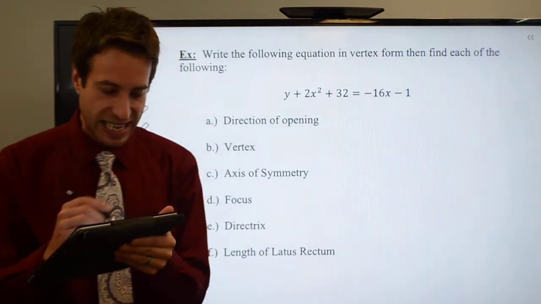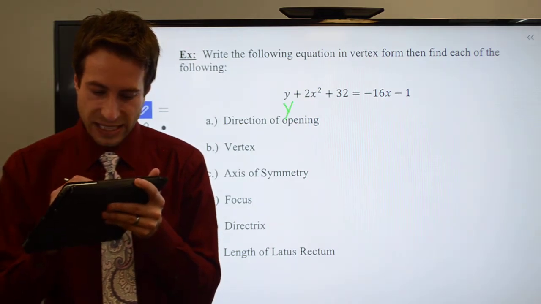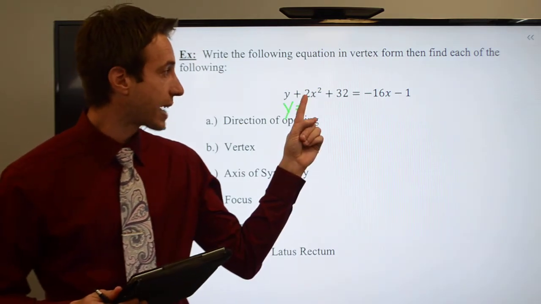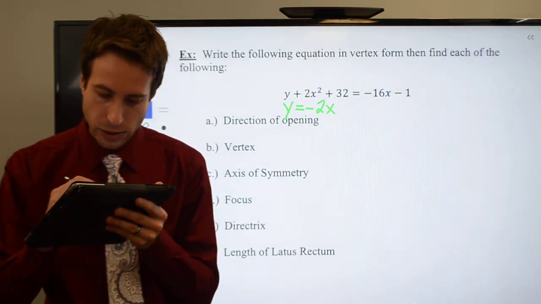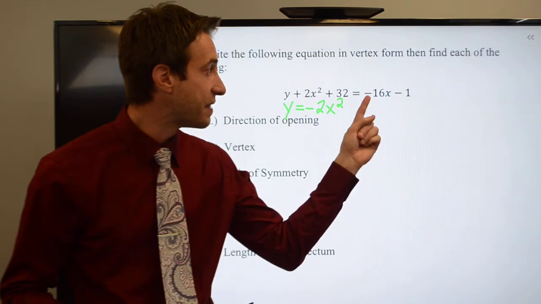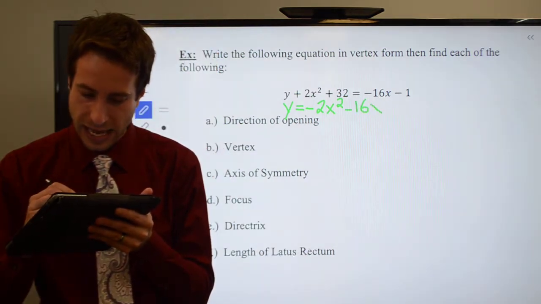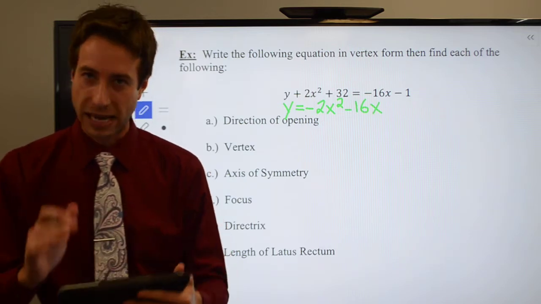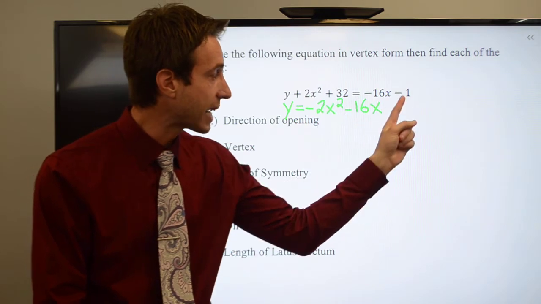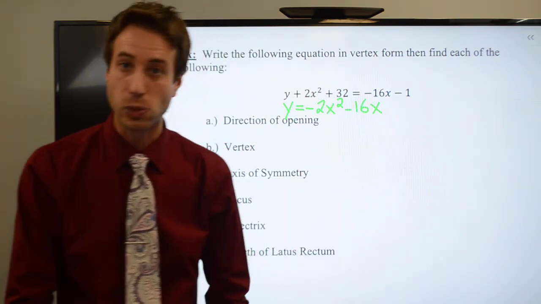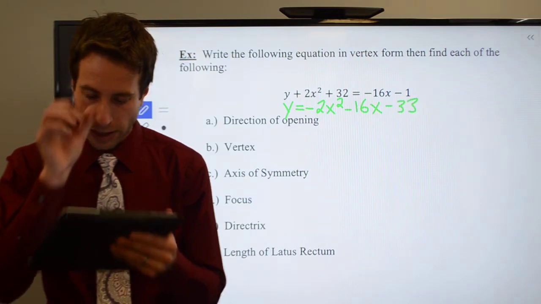Let's go ahead and write this in standard form. So in standard form, I would have y is equal. I subtract 2x squared to the other side, so that'd be a minus 2x squared. I already have negative 16x, so minus 16x, not squared, just a minus 16x. And then I'm going to subtract 32, so it would be a minus 32 minus 1, which would be a minus 33.